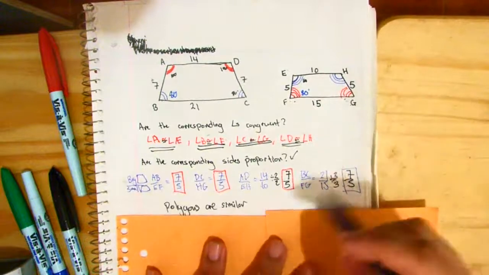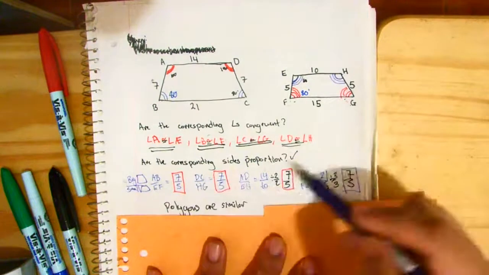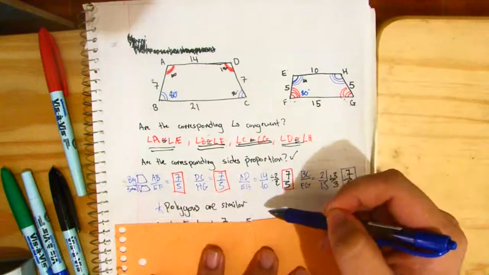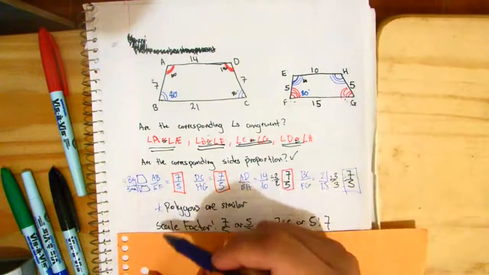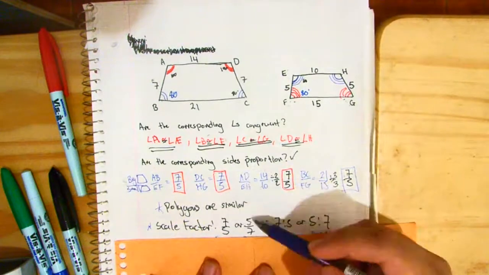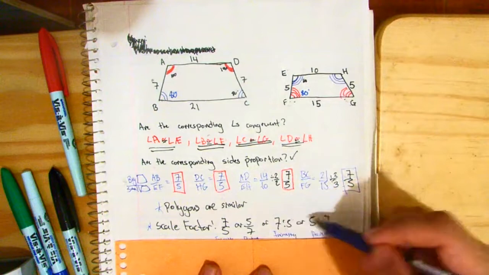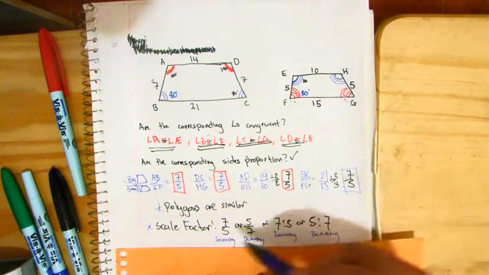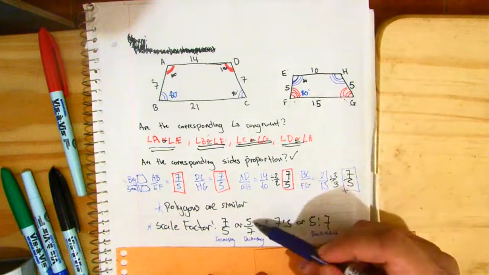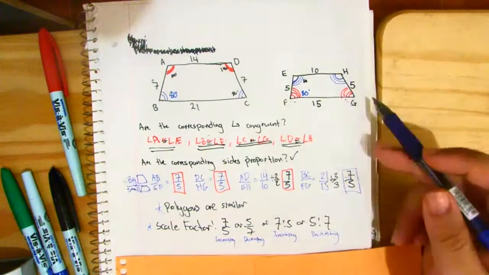So our conclusion is, since we know that all the angles are congruent and all the sides are proportionate, we can conclude that the polygons are similar. And the scale factor is 7 over 5, or you can write it as 5 over 7, or 7 to 5, or 5 to 7. And don't forget, if the numerator is larger than the denominator, then the diagram will be increasing. If it's 5 over 7, then the diagram will be decreasing.